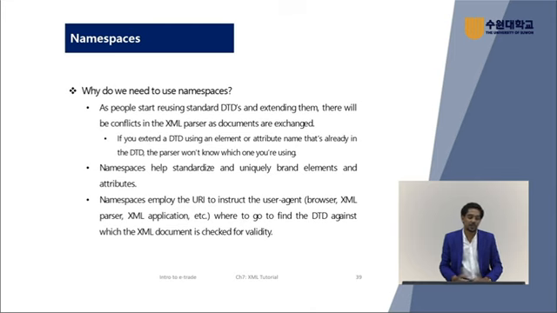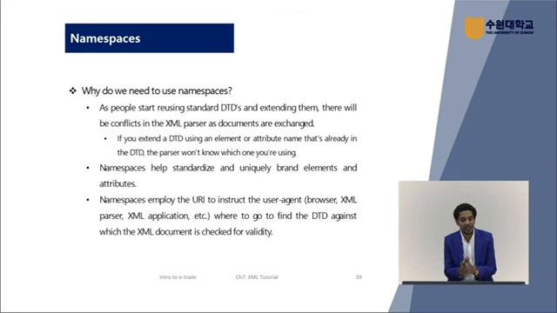So why do we need to use namespaces? As people start reusing the standard data type definitions and extending them, there will be a conflict in the XML parser as documents are exchanged if they have the same names, right? So if you extend a DTD using an element or attribute name that's already in the DTD, the parser won't know which one you're using, right? So you should use different namespaces, and based on these namespaces, the DTD can easily identify which tag you're referring to, right?